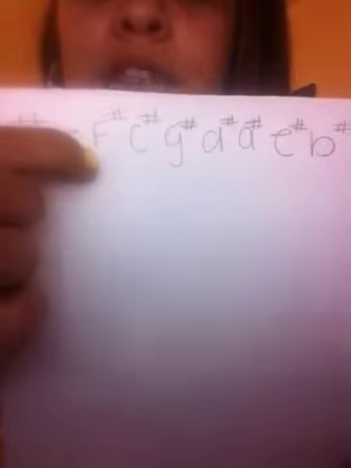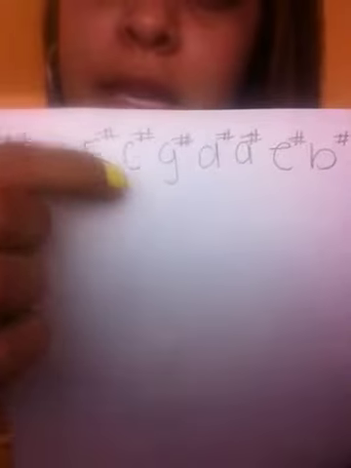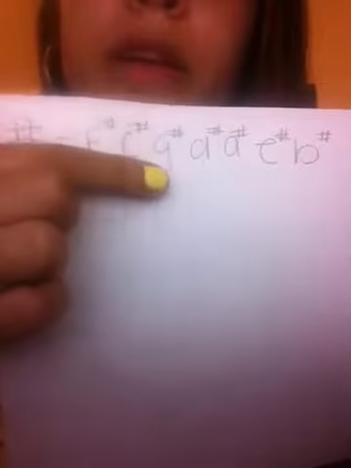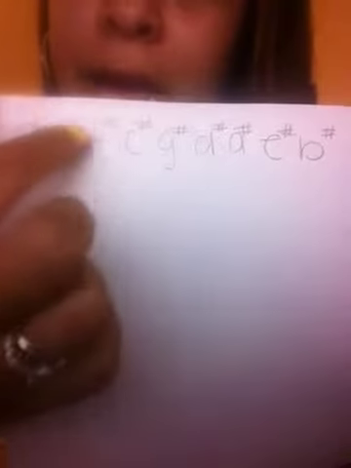If I went F sharp to C sharp, plus a half step is D. So in the key of D, there's two sharps. If I went F sharp, C sharp, G sharp, plus a half step is A. So in the key of A, there is three sharps. So it's really easy to remember.